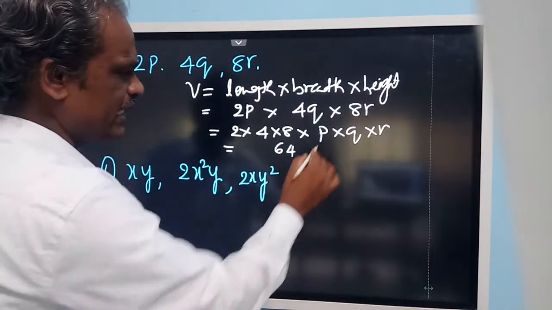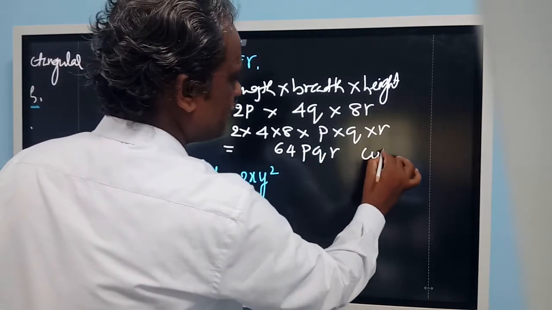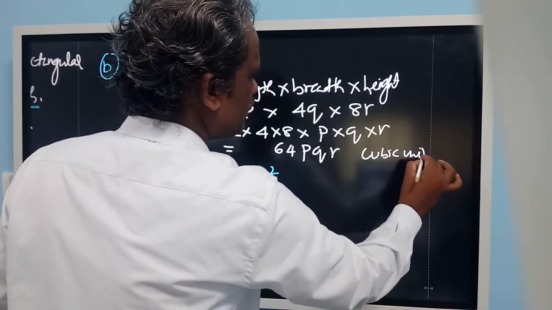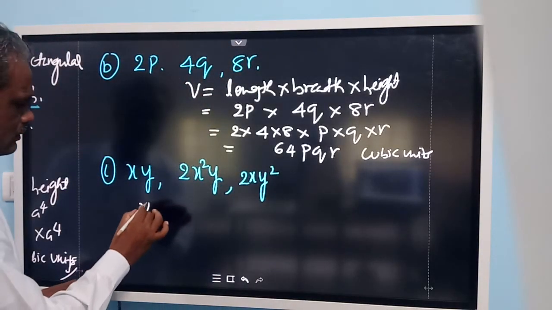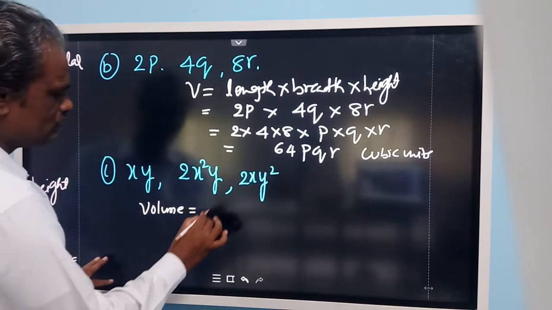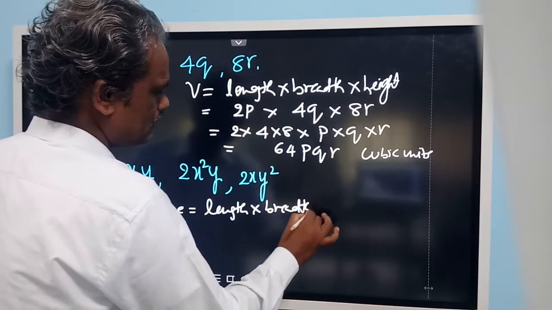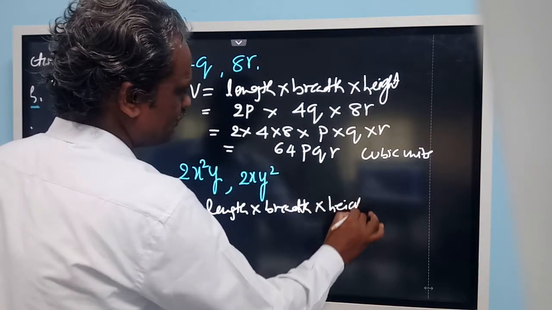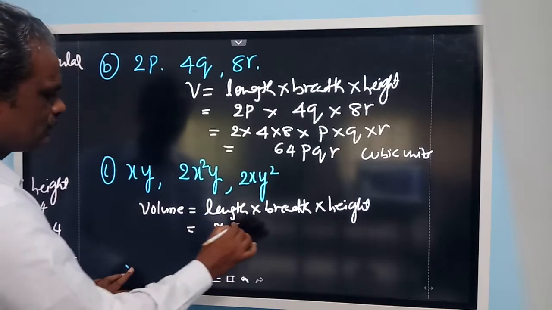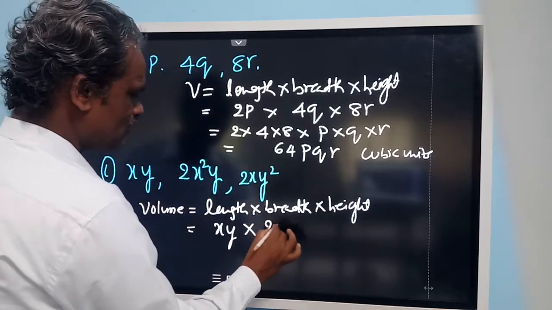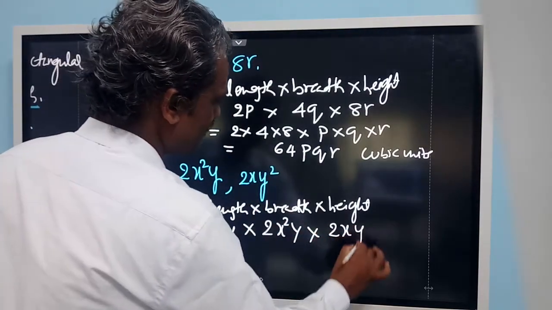They are all different. P, Q, R are all different. Write as it is P, Q, R. So here unit cubic units. Then come to this third question. Again you write the formula. Volume is equal to length into breadth into height. The product of these three gives you volume. So length, we have first one xy, then breadth is 2x square y, height is 2xy square.